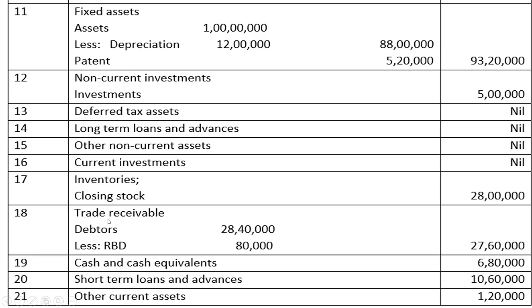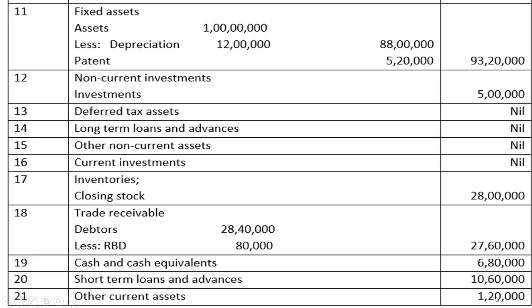Note number 18, trade receivable. Under the debtors 28 lakh 40,000, from that less RBD, reserve for bad debts of rupees 80,000, remaining balance is 27 lakh 60,000. Note number 19, cash and cash equivalent, or the cash at bank of rupees 6 lakh 80,000. And short-term loans and advances, that is note number 20, under the loans and advances of rupees 10 lakh 60,000. And other current assets, note number 21. Here that other current assets consist of miscellaneous expenditure of rupees 1 lakh 20,000.